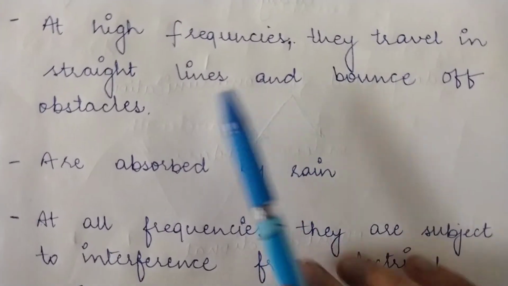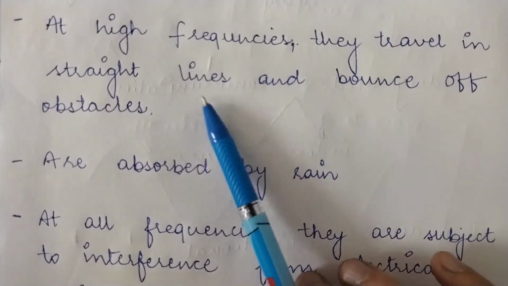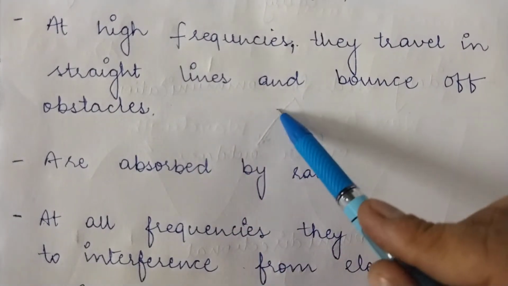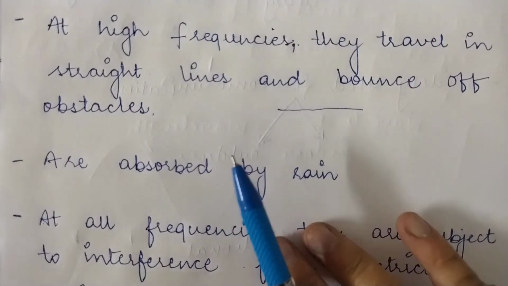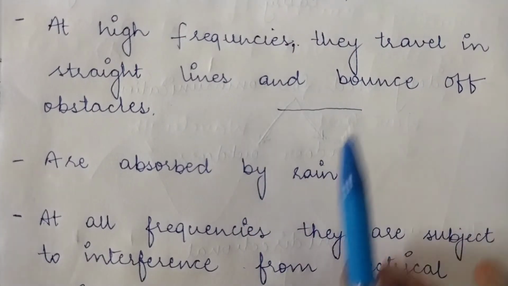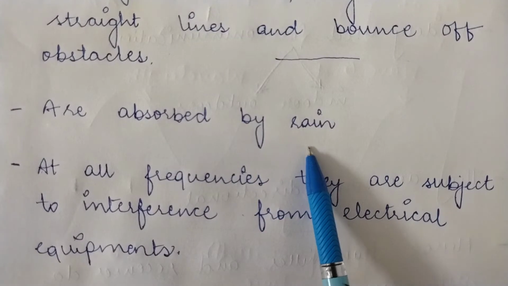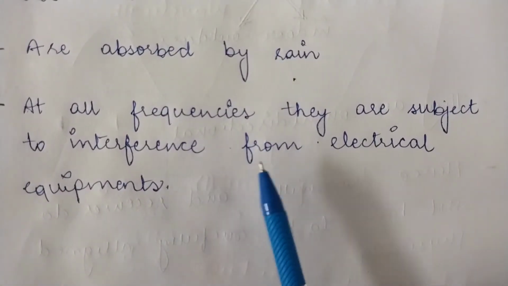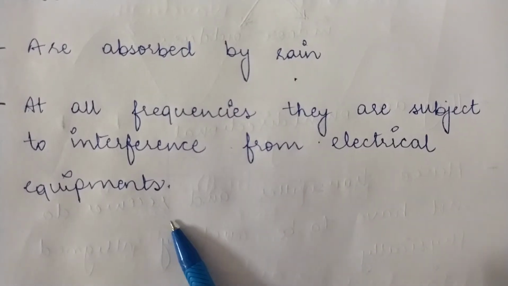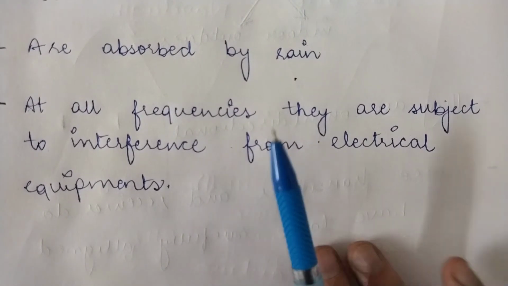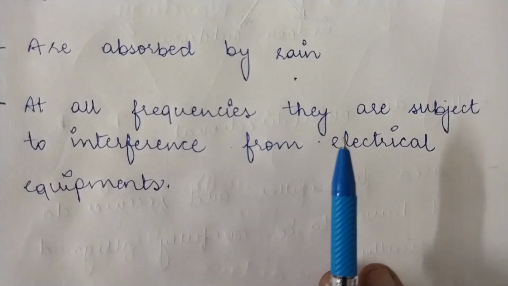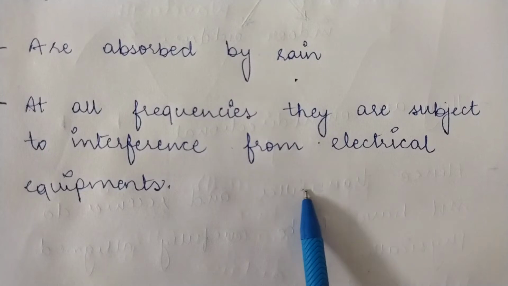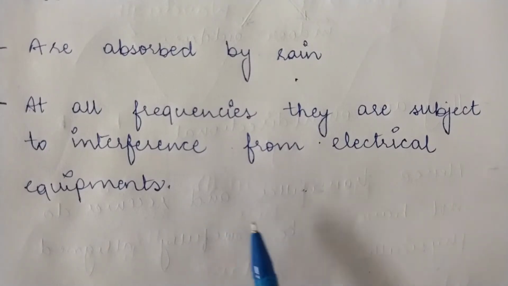At high frequencies, they travel in a straight line and bounce off obstacles. So when they are at high frequencies, they travel in straight lines and they bounce off the obstacles. They can be absorbed by rain. At all frequencies, they are subject to interference from electrical equipment. So whether they are at low frequencies or at high frequencies, this is one disadvantage, that they are subject to interference from any electrical equipment.